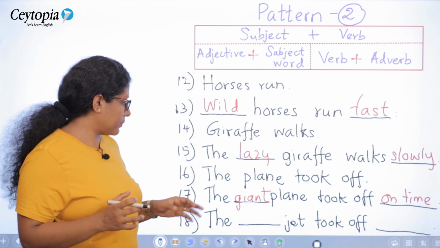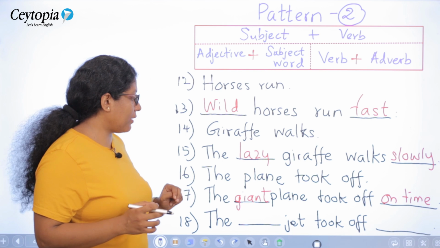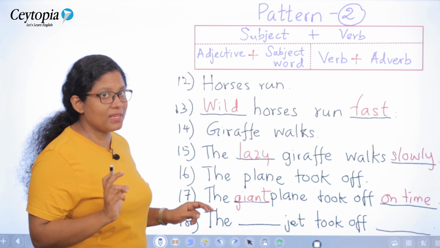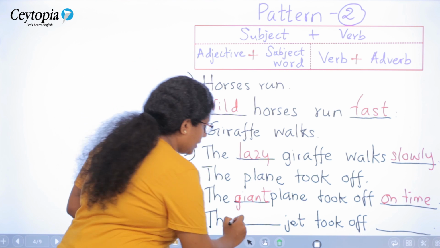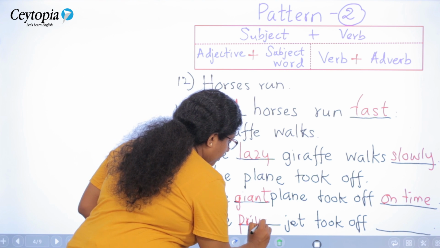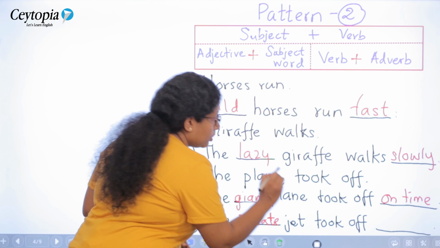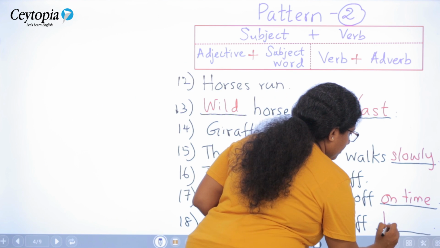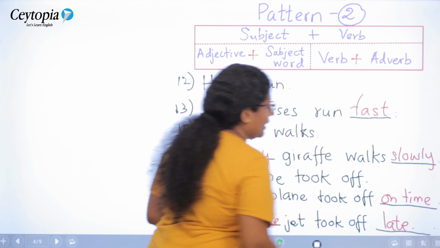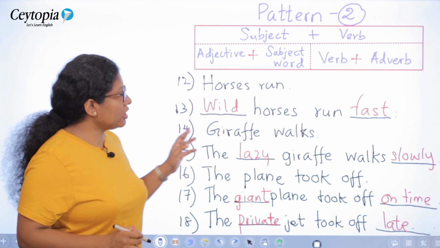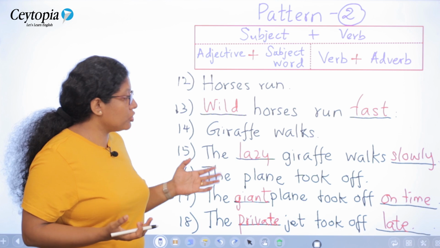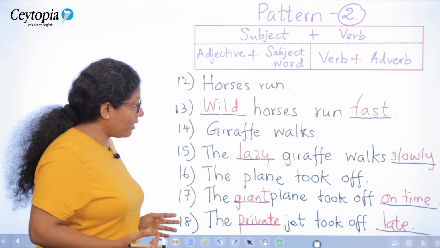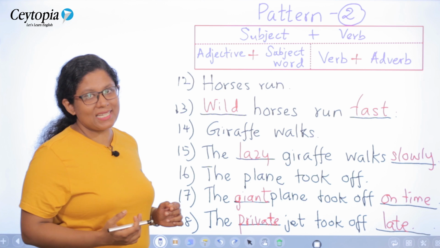Number 18. We have a jet now and we are going to use different adjectives and adverbs this time. A jet, what kind of a jet? The private jet. The private jet took off late. Now you can see by adding adjectives and adverbs, you can give a completely different meaning to your sentence. So now you have a much more complex sentence.